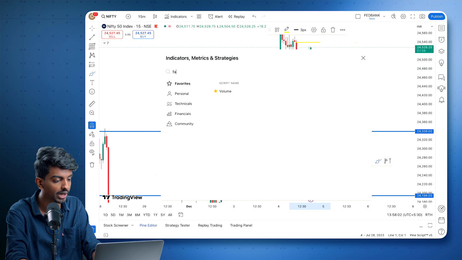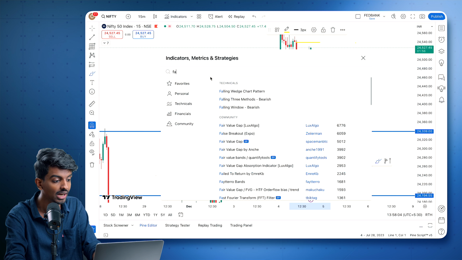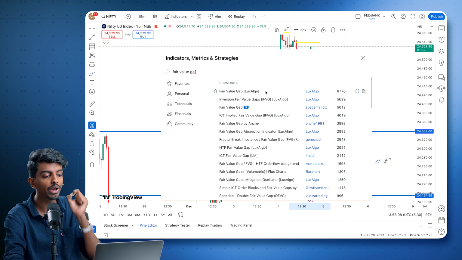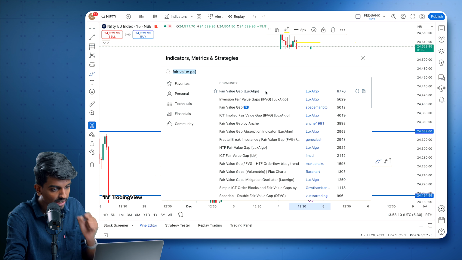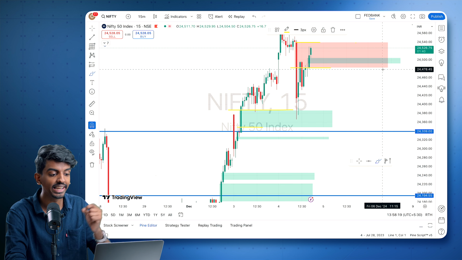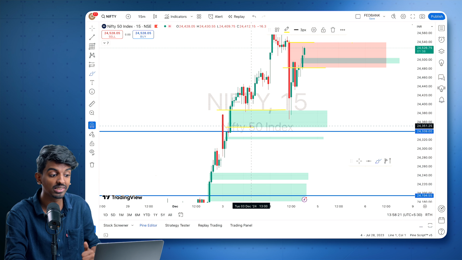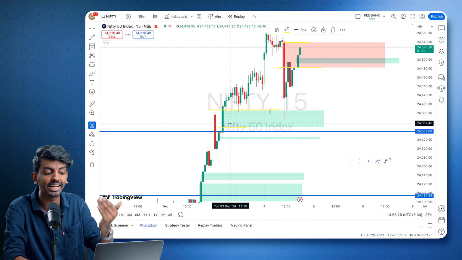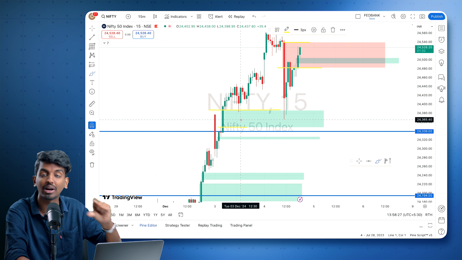So you can come here into the indicator section and you can type in fair value gap. You'll find this fair value gap by LuxAlgo. Click on that and you'll be getting the indicator here. Okay. So what did we say earlier? This was a possible fair value. Automatically, the indicator gave us that fair value setup.